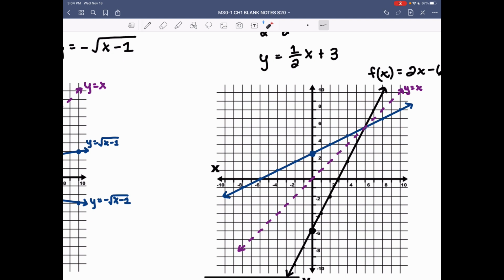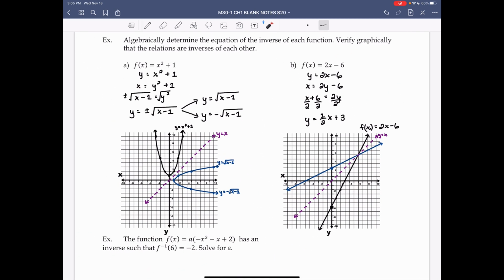Take a few other points. This point, for example, on the original is 1 away from the line of reflection. Go 1 away on the other side, and we get to this point. This point here is 2 away. Go 2 on the other side, and we get to that point on the inverse. This point is 1 away, go 1 on the other side, and we get to this point. So we can confirm that y equals 1/2 x plus 3 is the inverse of our original function.